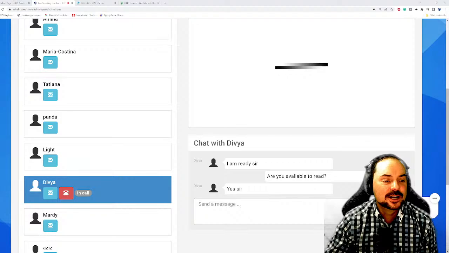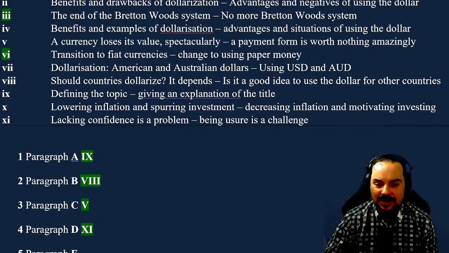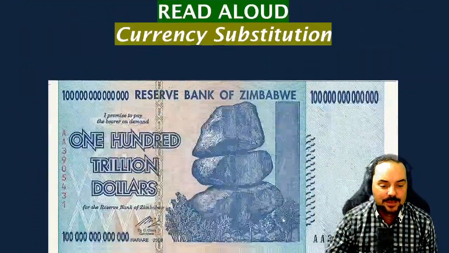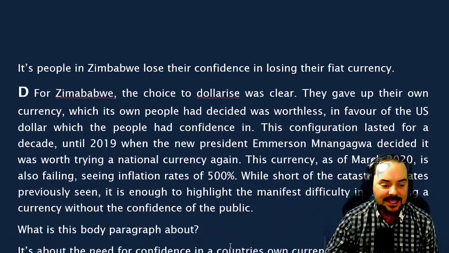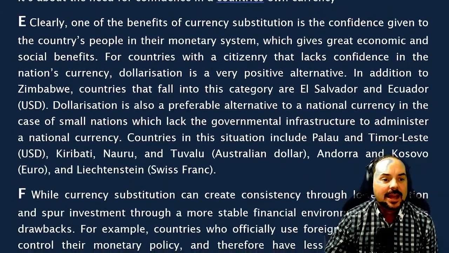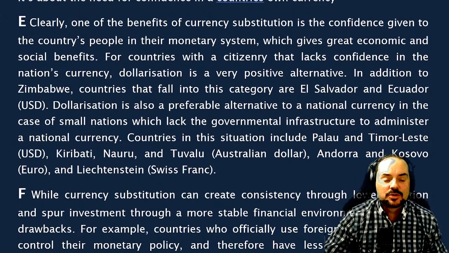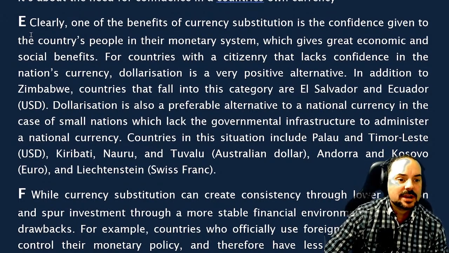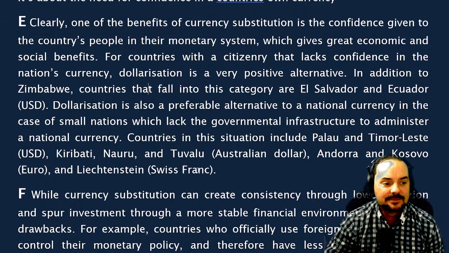Amu, okay, help us out with this next paragraph. So let's hop back to this reading passage, and then we will go to paragraph E. Here, slowly but surely. So we're practicing this strategy now, and it's seeming to work. So whenever you're ready, start reading from clearly one of the benefits. Okay, from that part there.